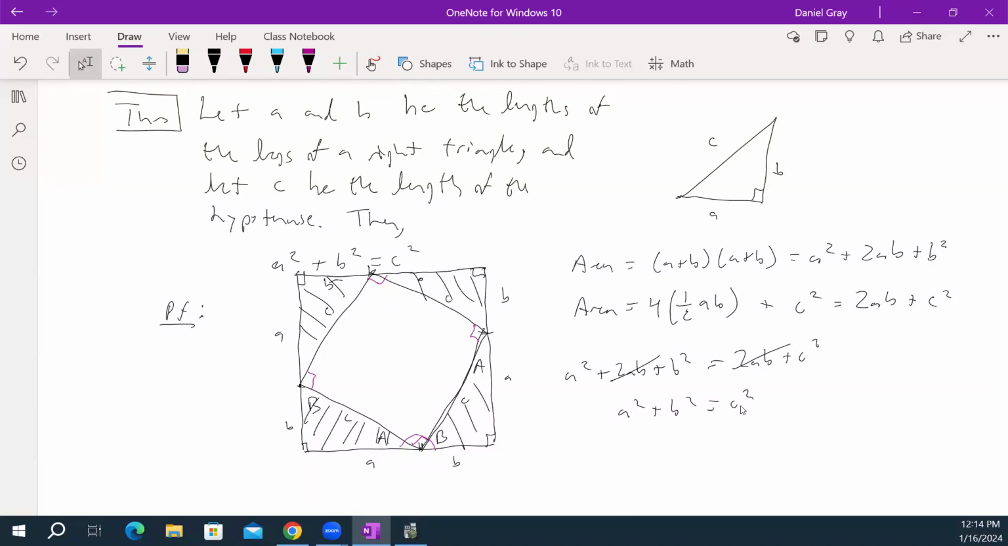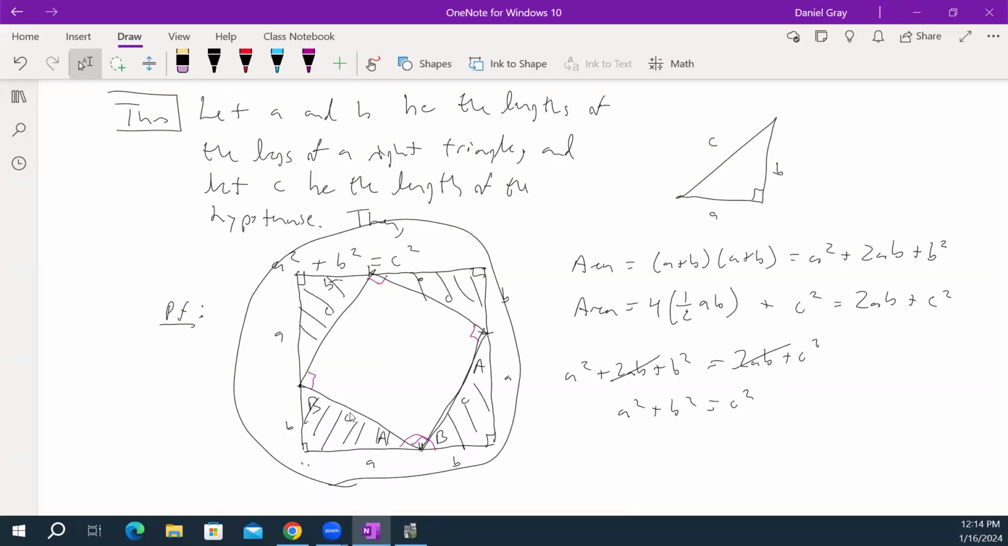Well, it's the same area, right? I'm measuring the area of the same big square, right? And this square right over here, right? I'm just measuring it in 2 different ways, is all, right? But since it's the exact same quantity, that means they both have to be equal to each other.